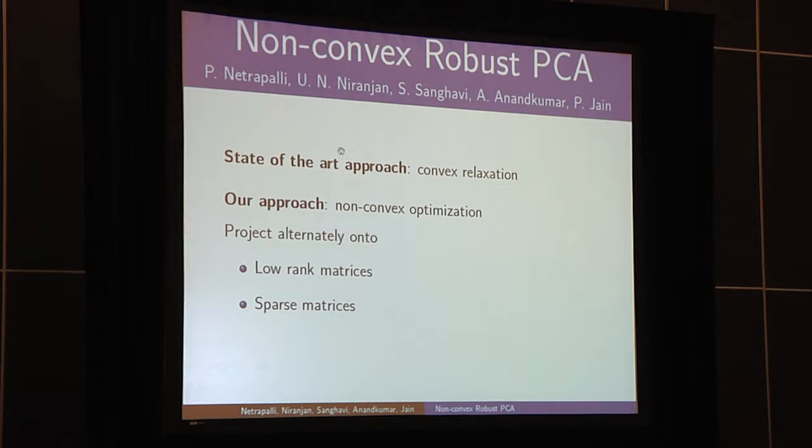Our algorithm maintains an estimate of the low-rank part and the sparse part in each iteration and updates them by projecting them alternately onto the set of low-rank matrices and that of sparse matrices. Note that both these sets are non-convex sets. However, projection onto these sets can be done very efficiently using PCA and thresholding respectively.